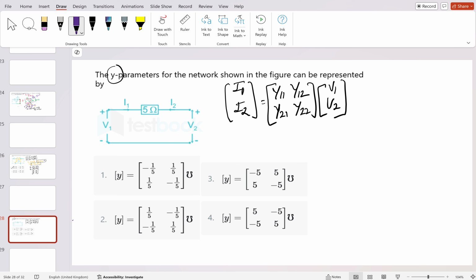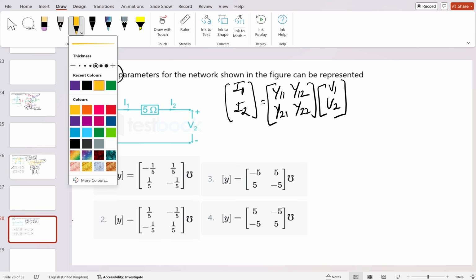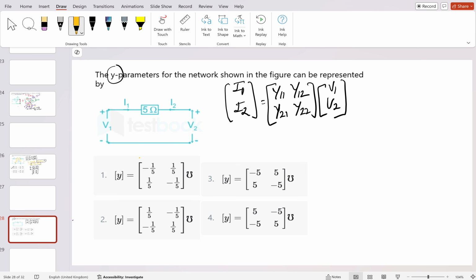Okay, let me give the solution. Listen here. This is the last problem. Option 2 I got. Let me solve this problem. If you see in this problem, what it is asking is that you have to find the Y parameters. It means you have to make two equations, I1 and I2 in terms of V1 and V2.